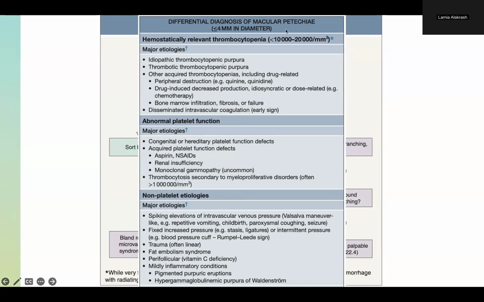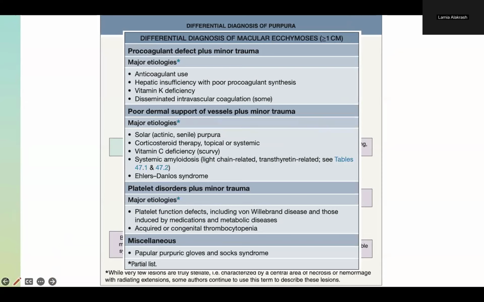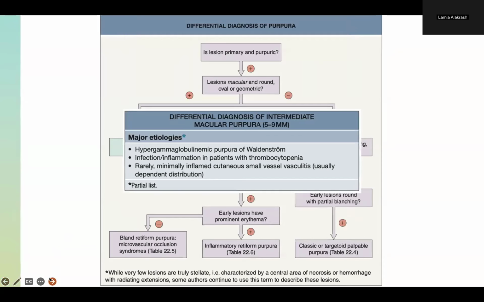So for petechiae, we generally classify them into two main categories. Is it due to low platelet numbers, thrombocytopenia, or abnormal platelet function? And also non-platelet etiologies, as we mentioned earlier, like the Valsalva maneuver, or another common cause which is using the blood pressure cuff frequently. We call this the Rumpel-Leede sign. And in case of macular purpura or non-palpable purpura, we'll think about coagulopathies.